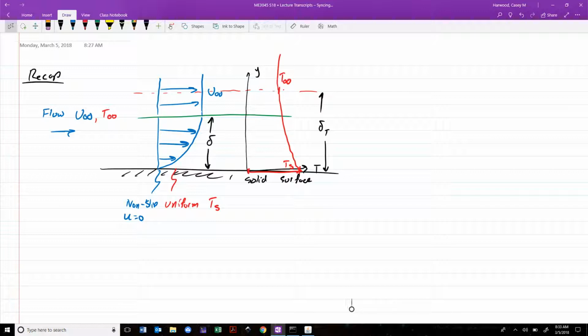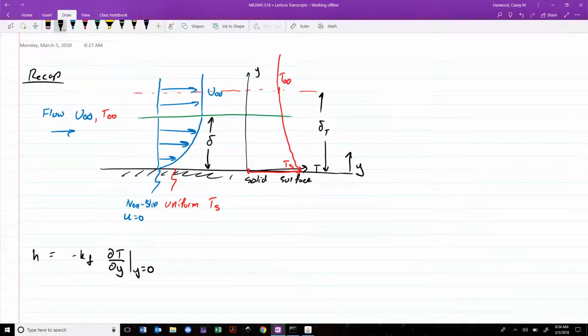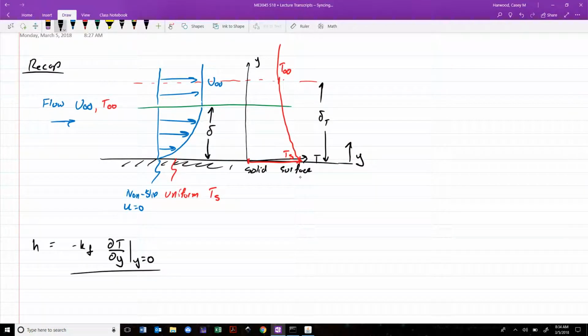And previously, we used that result to develop an expression for our convective heat transfer coefficient h, which went as follows. h equals negative k sub f, so this is the thermal conductivity of the fluid, times the temperature gradient evaluated at y equals 0, that is at the wall, divided by the temperature jump between the surface and the exterior fluid. So this here led to a couple of conclusions that I want to reiterate.